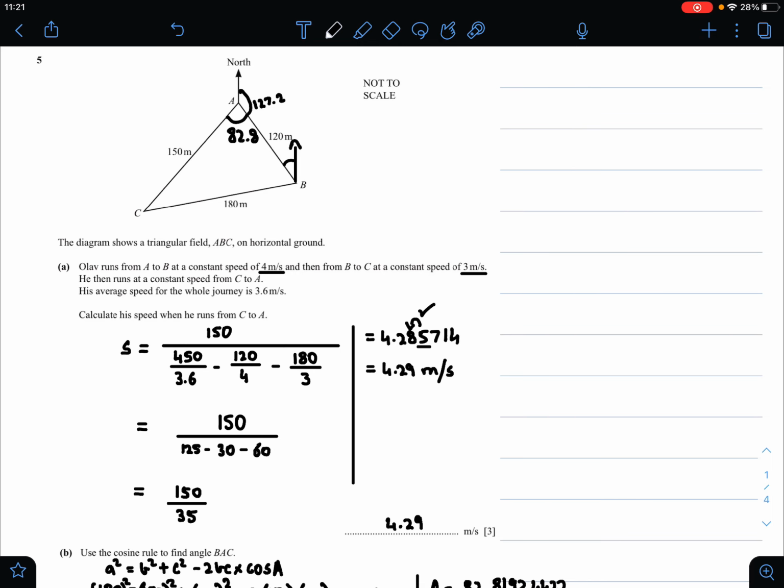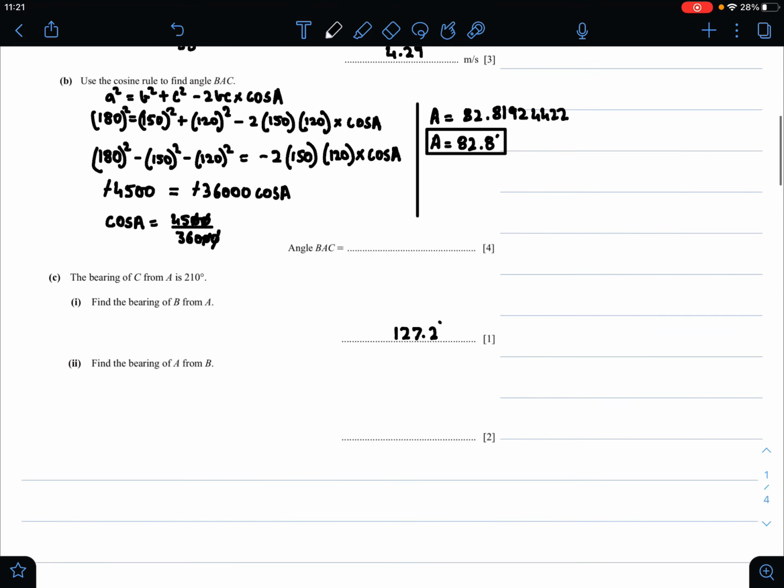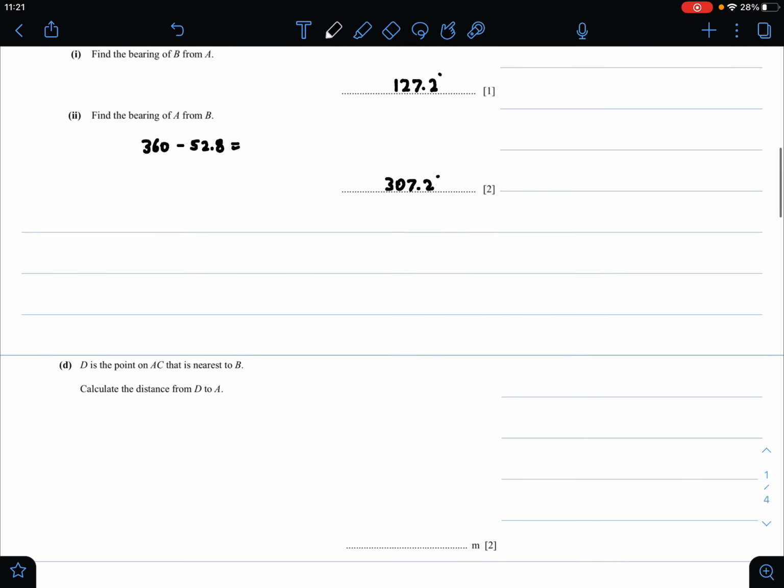Because angles on a straight line add up to 180, 180 minus 127.2 is equal to 52.8, sorry. So yeah, I'll just point it here, 52.8 degrees. Now since angles in a circle add up to 360, your final answer for part C2 will be 360 minus 52.8, which is equal to 307.2 degrees. Now let's move to part D of this question.